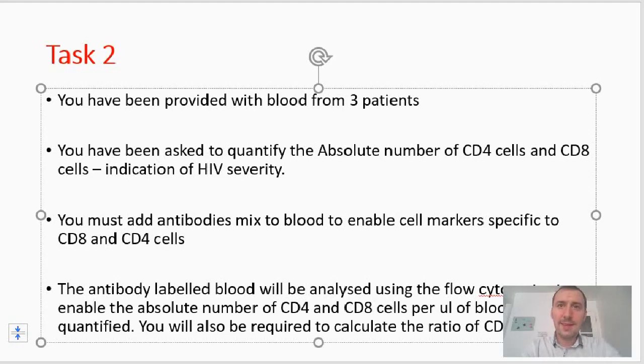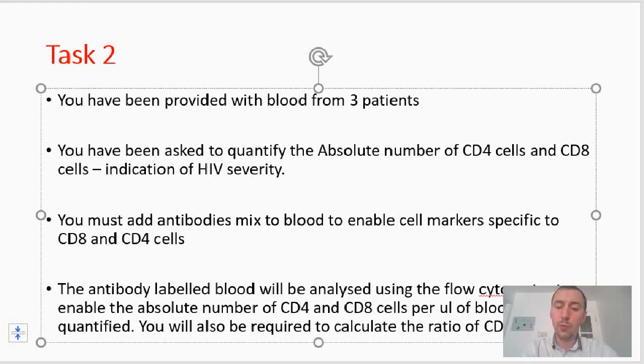What's involved is the clinician would obtain a blood sample from the patient. They would then add an antibody mix to the blood to enable them to identify a range of cell markers that would allow them to identify CD4 and CD8 cells. The antibody-labeled blood will then subsequently be analysed using a flow cytometer, and that will enable us to quantify the absolute number of CD4 and CD8 cells per microliter of blood.